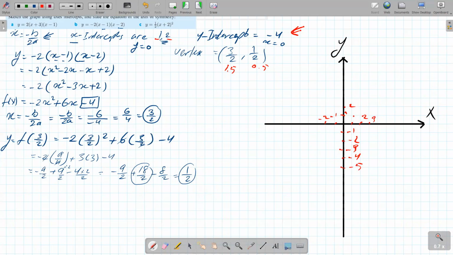Then the first point should be 3/2, which is 1.5, right? This is the vertex point. 1.5, which is between 1 and 2, and 0.5, which is here. This is the first point. After that, the x-intercepts 1 and 2, here 1 and here 2. After that, the y-intercept -4, here should be the y-intercept -4.